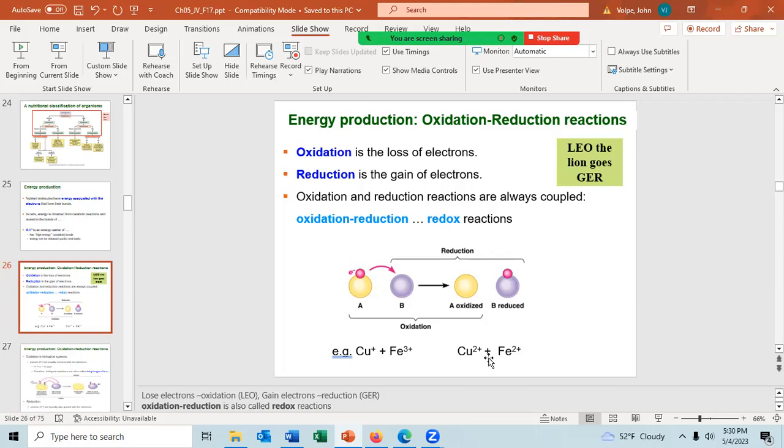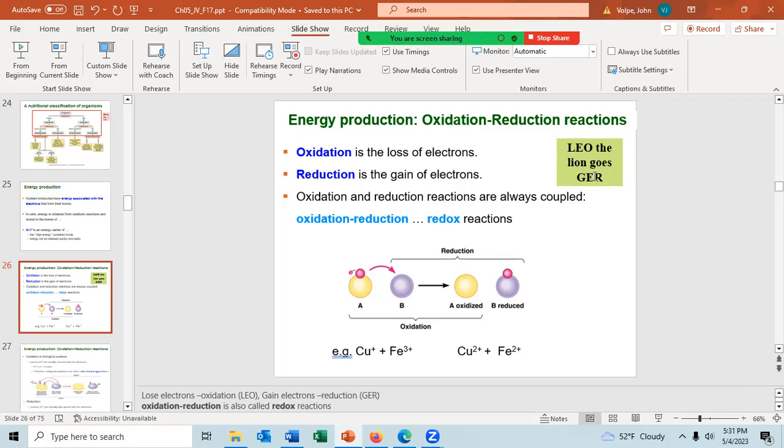An easy way to remember oxidation and reduction is to say the mnemonic, Leo the lion goes grr. Leo, lose electrons, oxidation. So L for lose, E for electrons, O oxidation. Leo the lion goes grr, G for gain, E for electron, R for reduction. So the molecule that loses the electron becomes oxidized, the molecule that gains the electron becomes reduced. Any question about any of that?